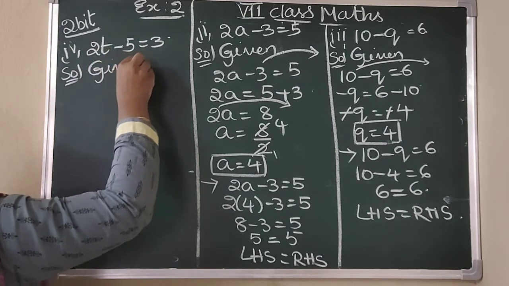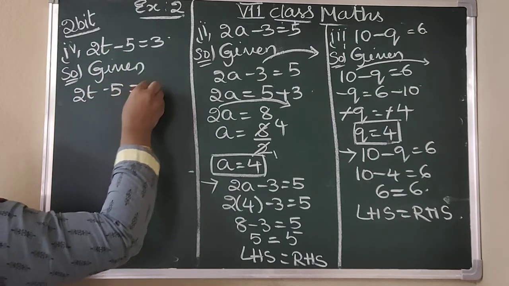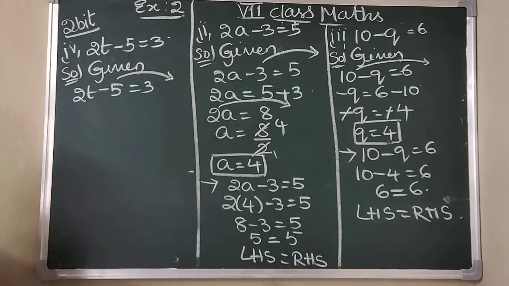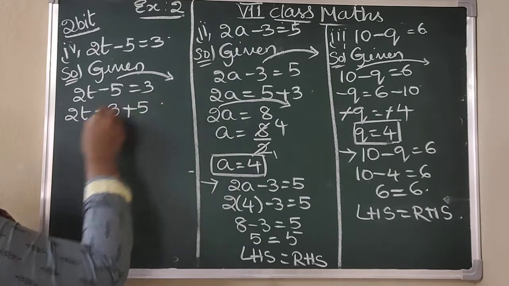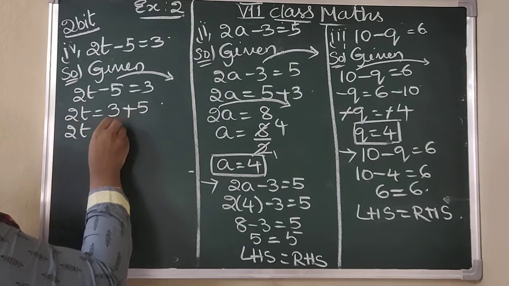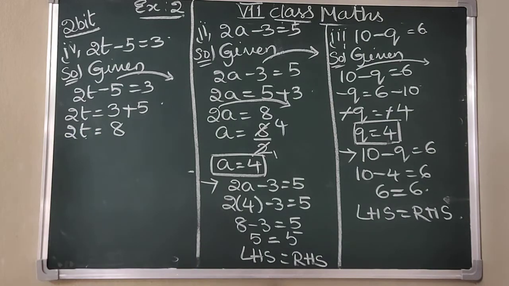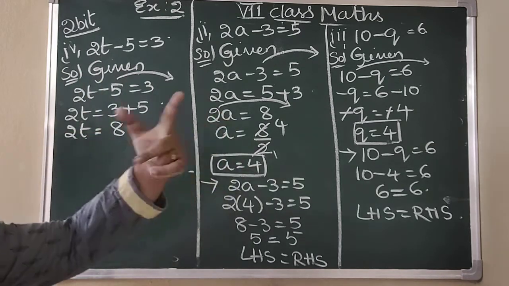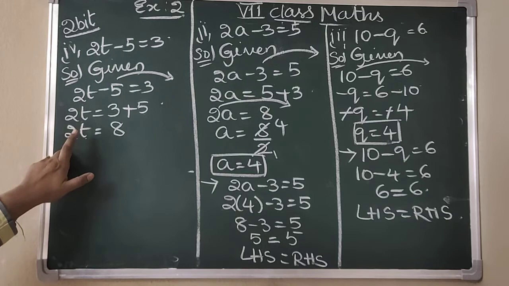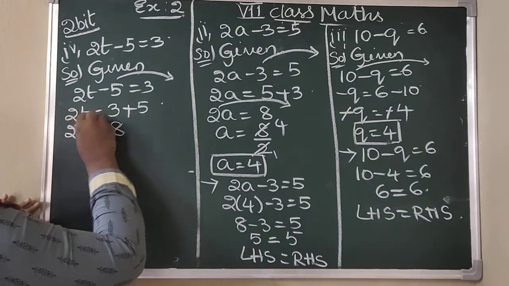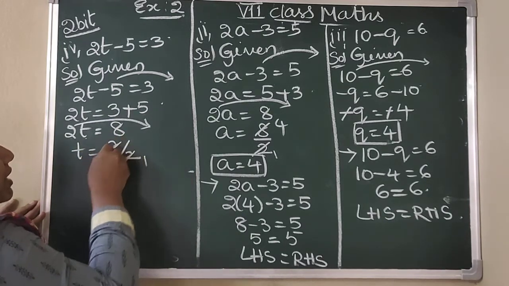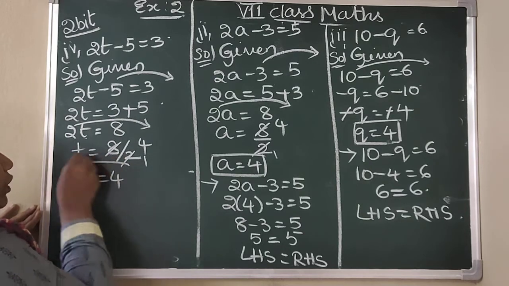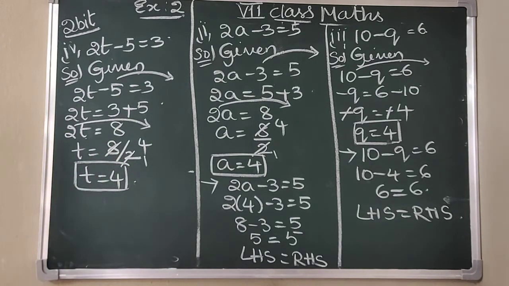Given 2t minus 5 is equal to 3. So if you transpose this minus 5 to the other side, that will become plus. So 2t is equal to 3 plus 5. So 2t is equal to 8. Now t is linked with 2 also. So we have to transpose the 2 to the other side. Now if you transpose 2 to the other side, that will be in the form of division, because here it is in the form of multiplication. So 8 by 2, 2 ones are 2, 2 fours are 8. So the t value is how much here? 4.